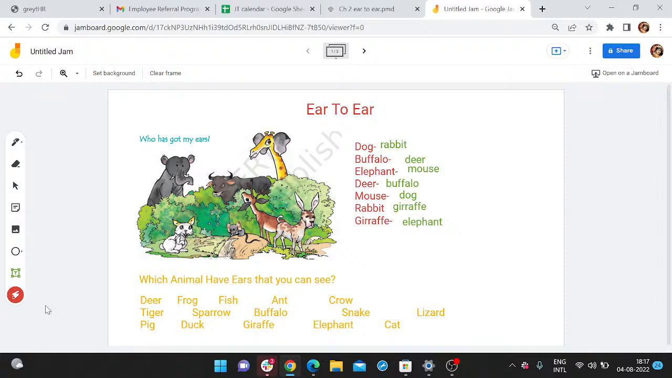Now let's move on to the next activity that says, which animals have ears that you can see? Now this is a random question. That's what I was just asking you to do.